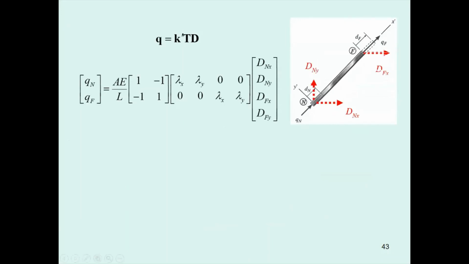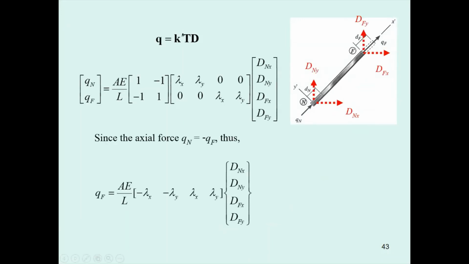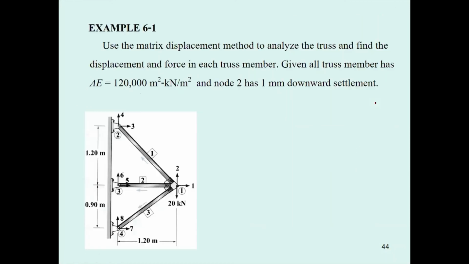And I should mention that only Q sub F is used in this computation because Q sub F equals minus Q sub N. And since Q sub F follows the positive X prime value, we use this one to represent Q sub M. And if it's positive, it's going to be in tension. Okay, and that's all for today.